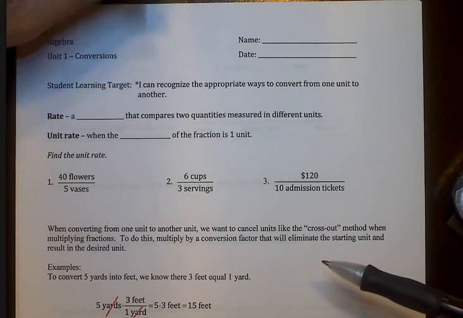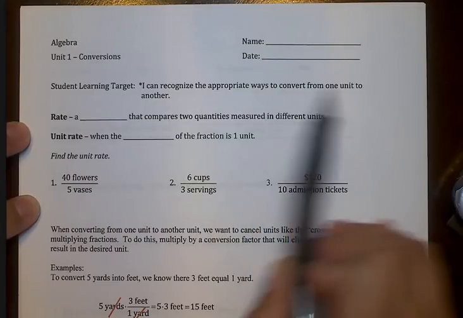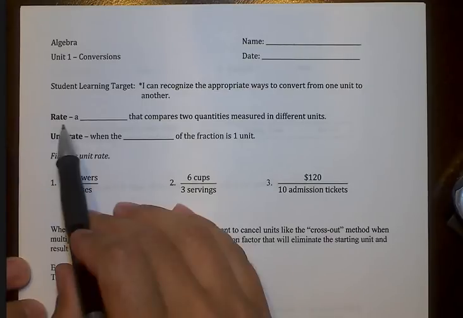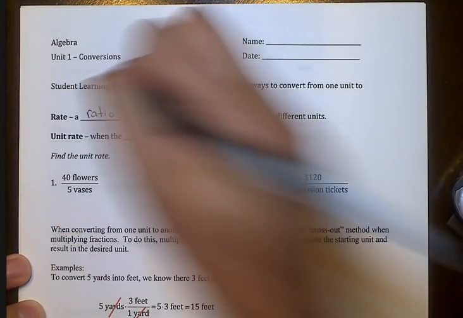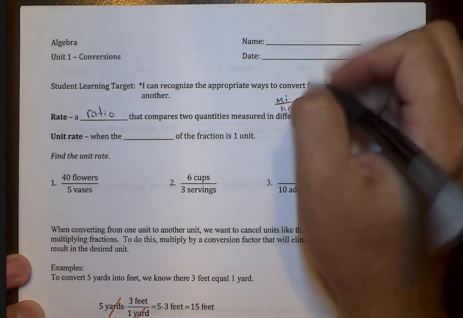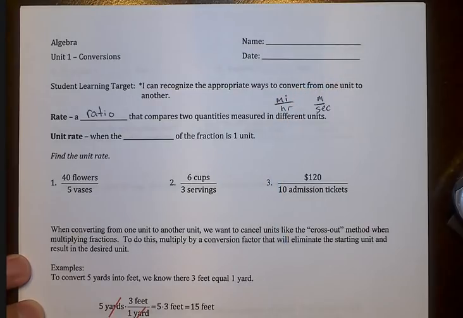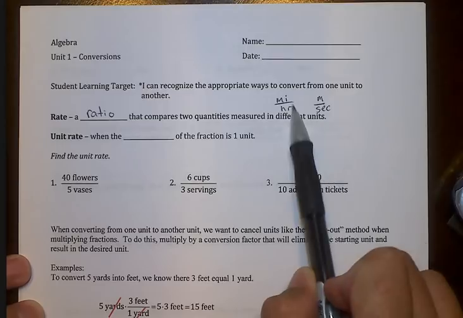Alright, so let's start off. The first target here is: I can recognize the appropriate way to convert from one unit to another. Our first vocab word, which you should have already looked up, is rate. Rate is a ratio, so it's usually written as a fraction, things like miles per hour, meters per second. That is a rate. It's a ratio that compares two quantities measured in different units, so miles and hours, meters and seconds.